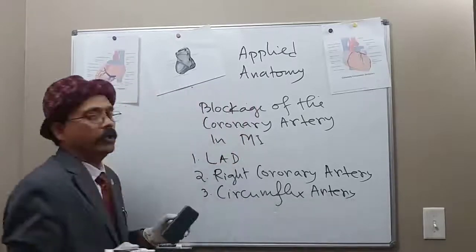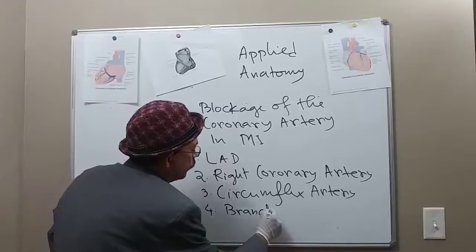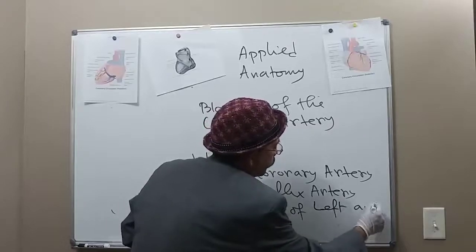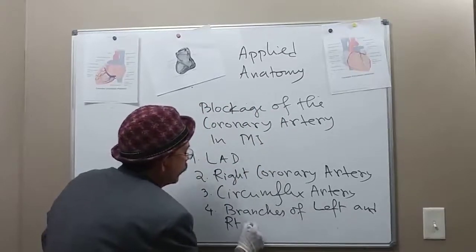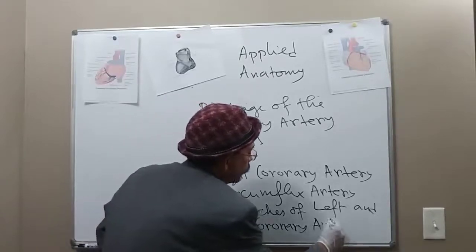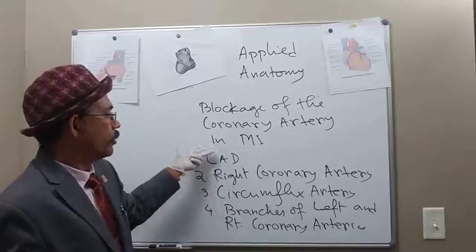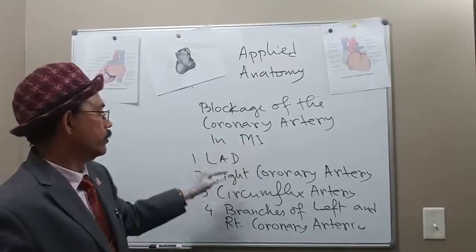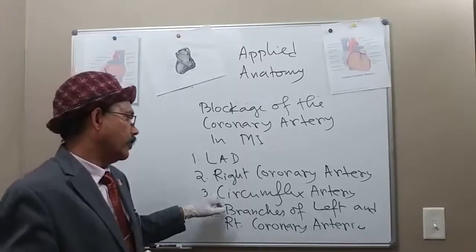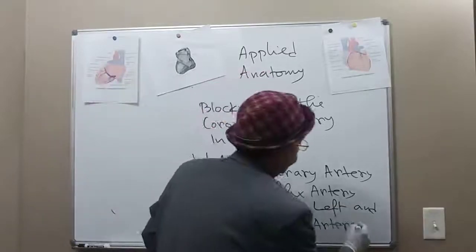Or any of the branches of the left and right coronary arteries. So we have the arteries commonly blocked in myocardial infarction: most commonly LAD, the anterior interventricular artery, the right coronary artery, the circumflex artery, and branches of the left and right coronary arteries. So we may have more than 3 or 5 blocked.